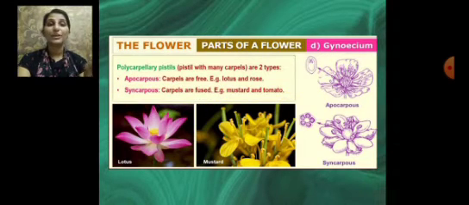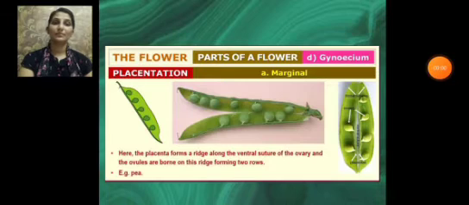Syn stands for fusion. So syncarpous pistil means all the carpels are fused together, and this is the picture of a syncarpous pistil or ovary in which all the carpels are fused together, and it is seen in mustard and tomato, whereas apocarpous is seen in lotus and rose.